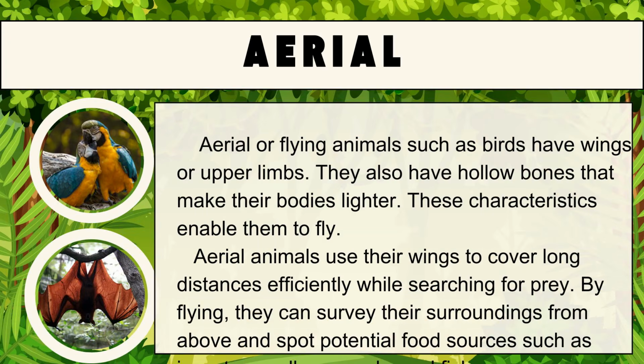Aerial or flying animals such as birds have wings or upper limbs. They also have hollow bones that make their bodies lighter. These characteristics enable them to fly. Aerial animals use their wings to cover long distances efficiently while searching for prey. By flying, they can survey their surroundings from above and spot potential food sources such as insects, small mammals, and fish.